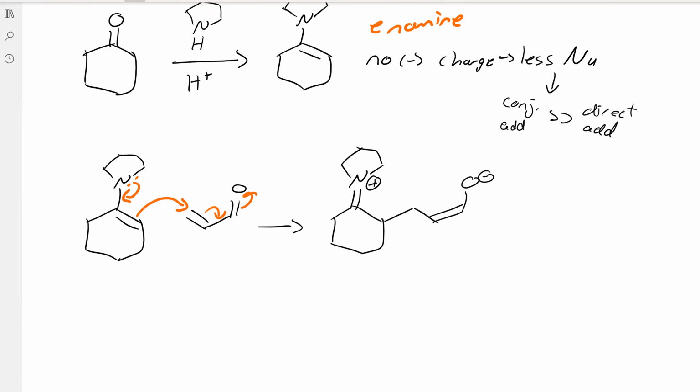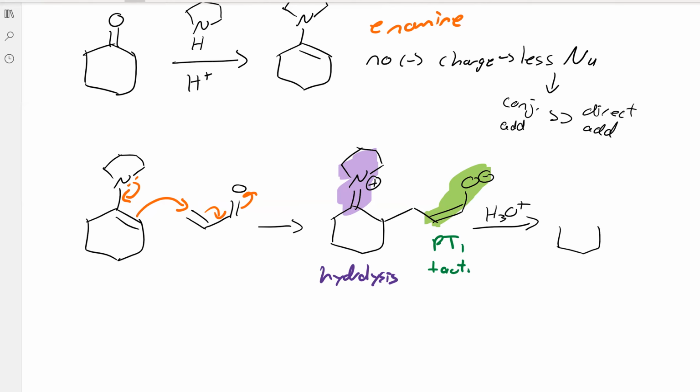We'll end up with this intermediate, and then basically all we do is an aqueous workup. This enamine will be hydrolyzed back to the ketone or aldehyde. And then this enolate will undergo a proton transfer and then keto-enol tautomerization to go back to the aldehyde or the ketone. And then our end product is what we wanted originally, which is just basically a 1,4 addition with a regular carbonyl.